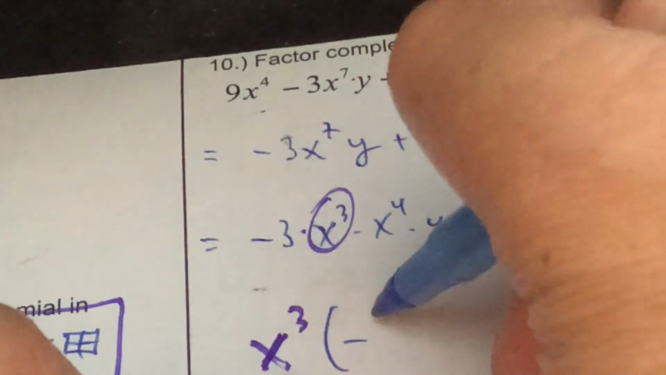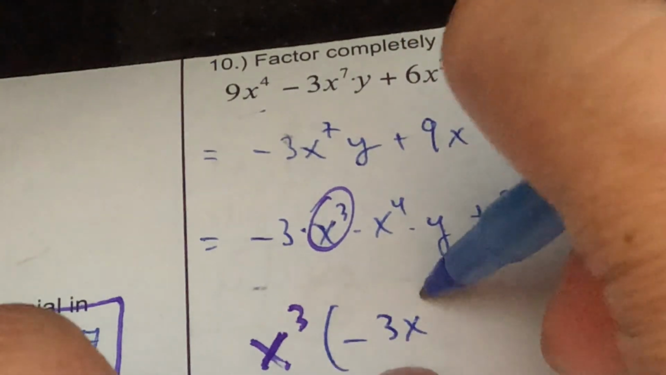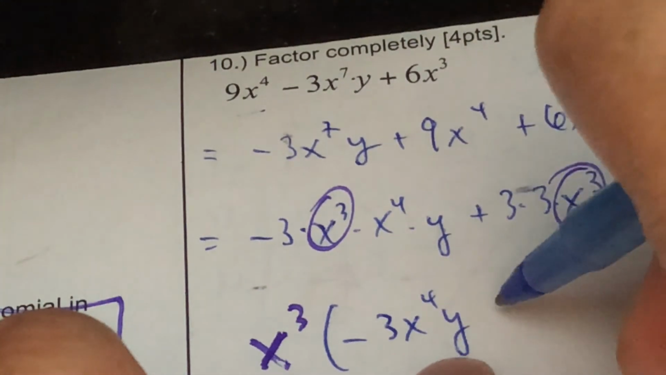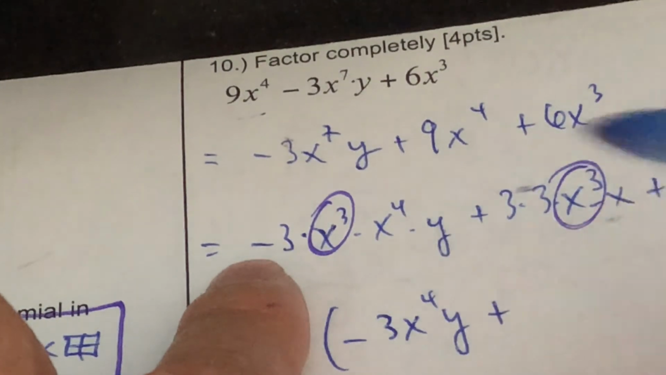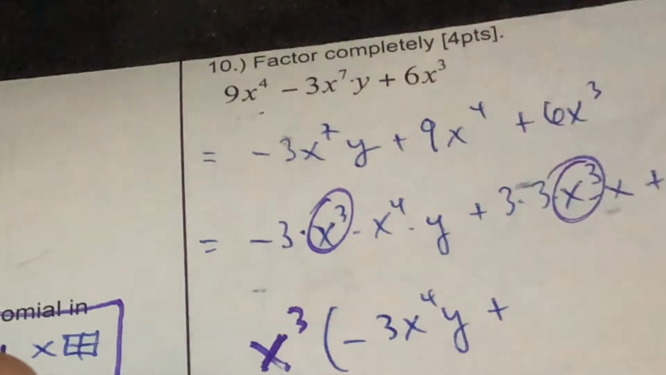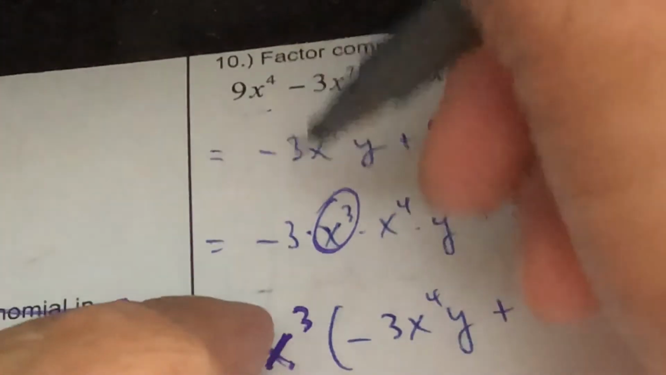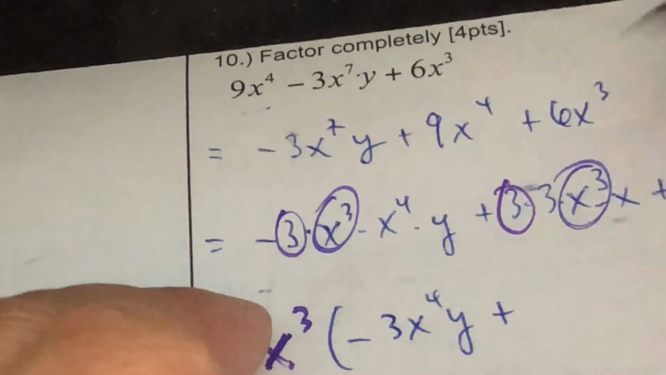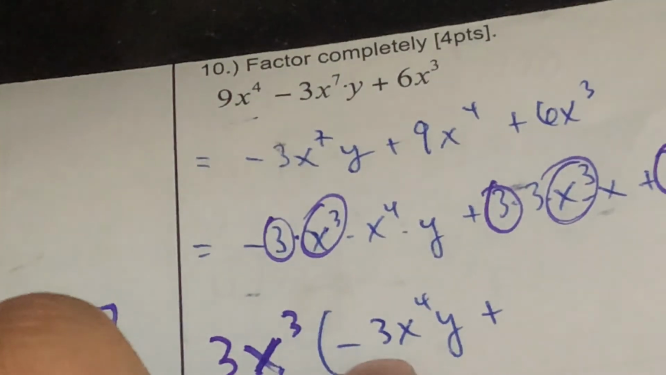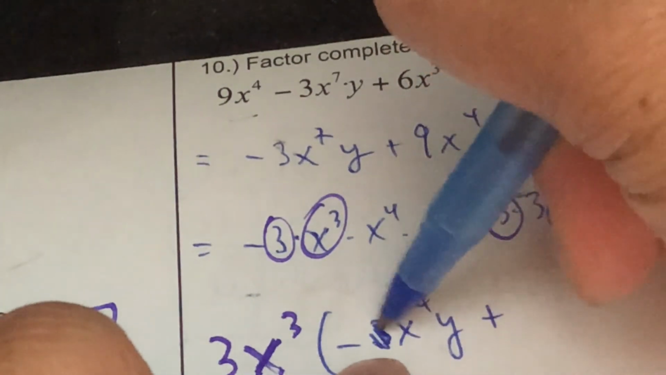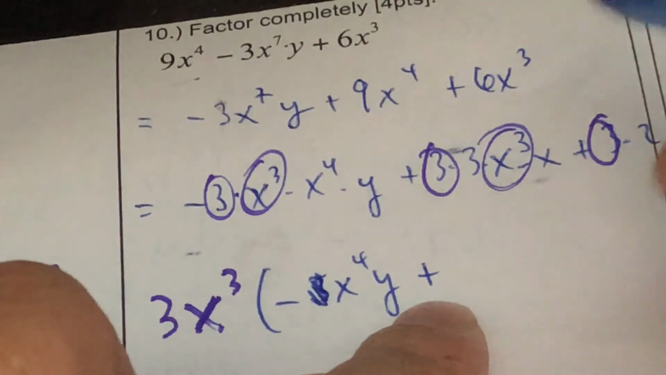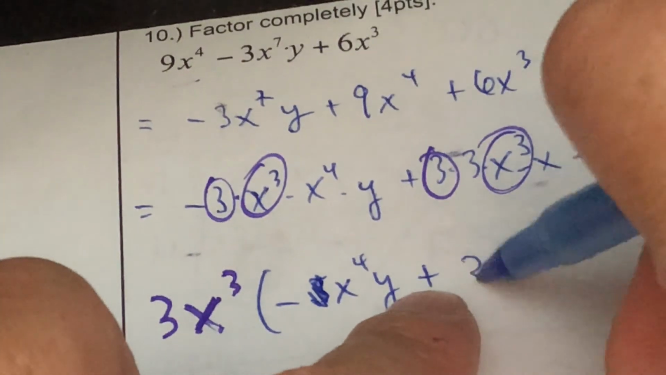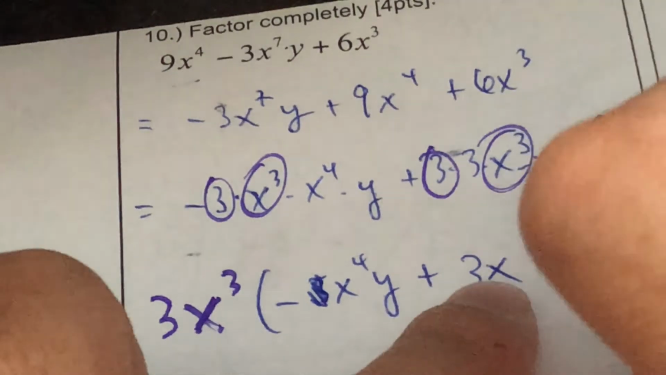And then I'm going to get negative 3x to the 4th times y. Plus, notice they all don't have a 3. Yes, they do. So I made the mistake. So that 3 is not there, but the negative is, so negative x to the 4th y plus 3x plus 2.